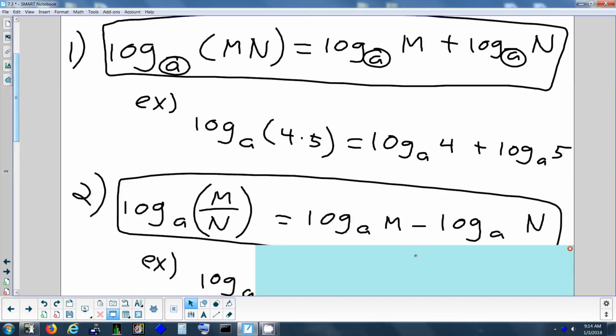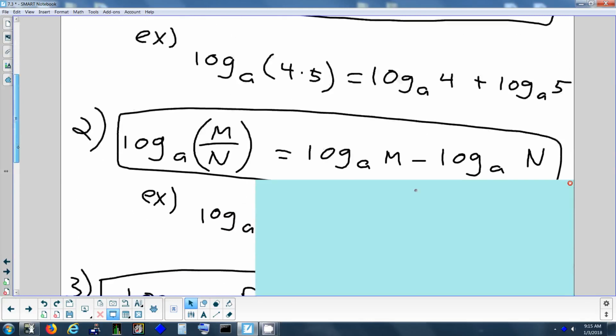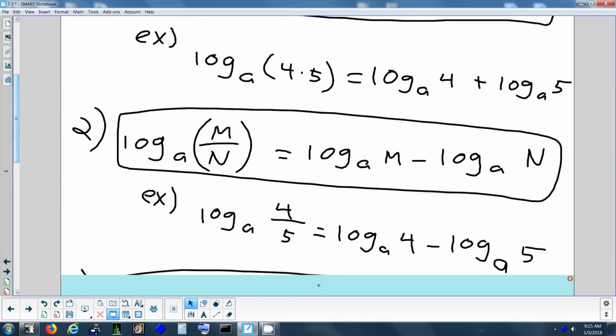So the log of a quotient equals the log of the numerator minus the log of the denominator. The base stays the same for the whole problem. I didn't fill in a base because I want you to understand the base can be anything. Base 3, base 7, even base e. So you can do this with ln's. Okay, here's an example with numbers. I'm not going to type that one in, but if you want to check it, you could. It works. And that's our second property.